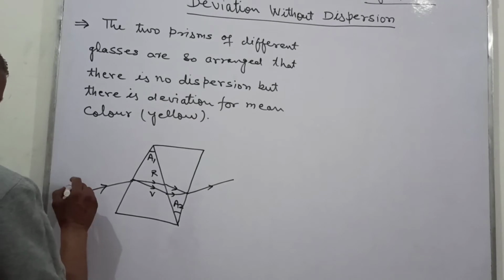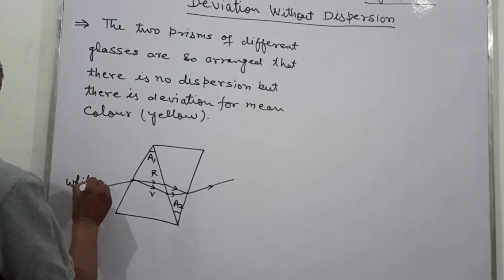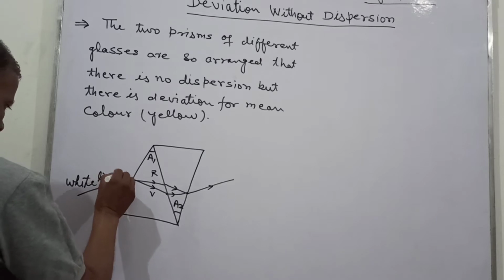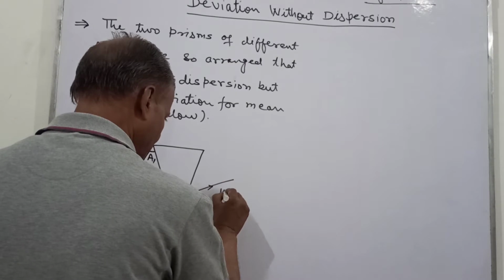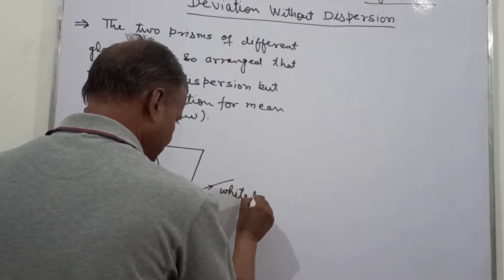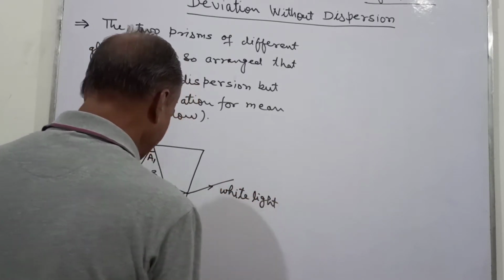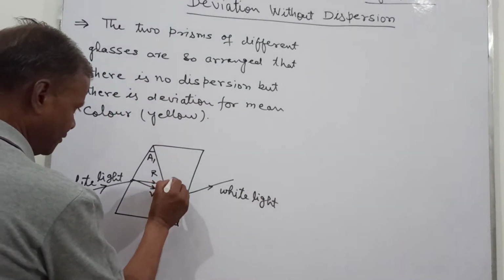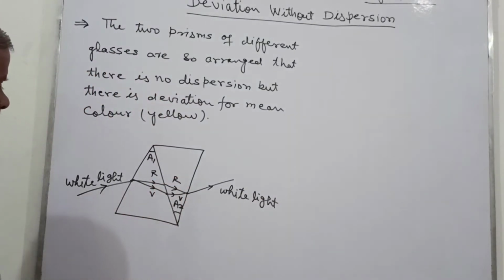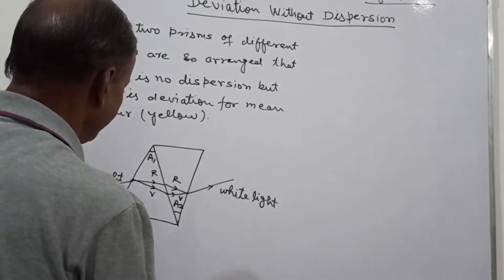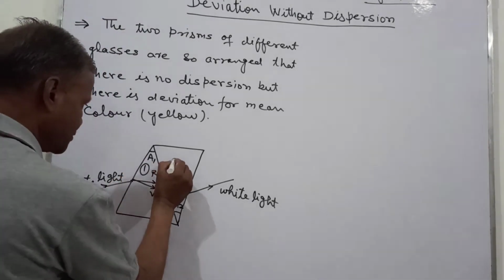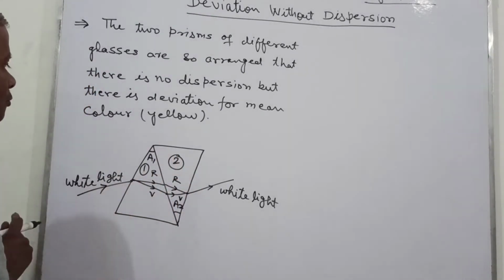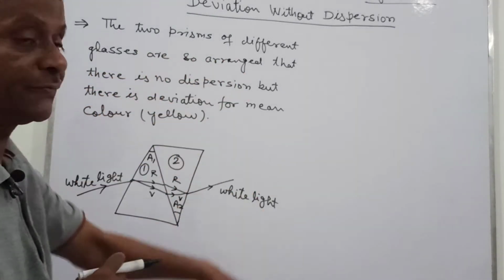So this is white light, white light. This is also white light, white light. So this red and violet color combine with each other. So there is deviation only for the medium color. This is our prism number 1. This is prism number 2. As I told you, both the prisms must be of different classes.